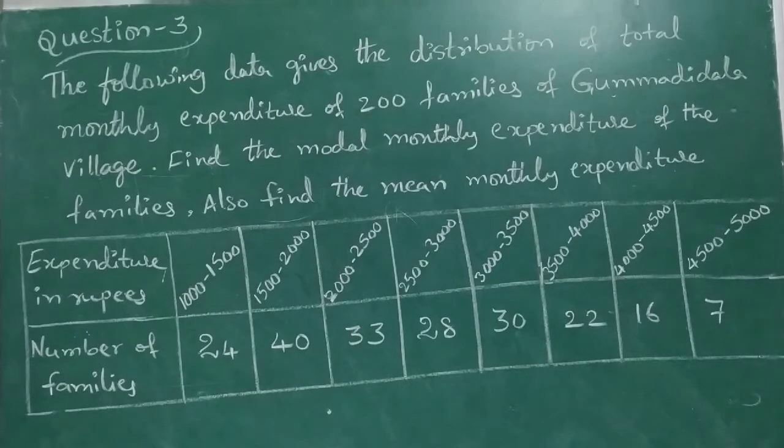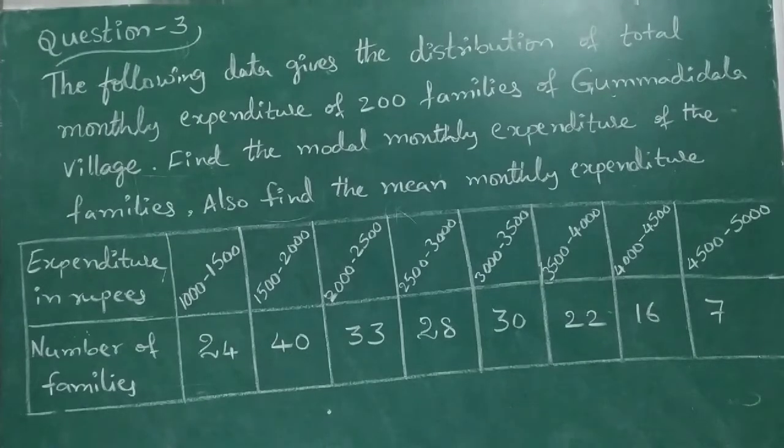The following data gives the distribution of total monthly expenditure of 200 families of Gummadidala village. Find the modal monthly expenditure of the families. Also find the mean monthly expenditure.